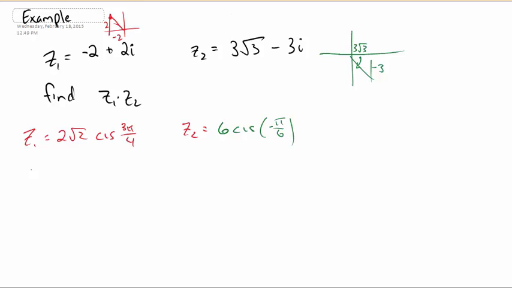And now z1 times z2, here's where it gets slick. All we do is multiply the two moduluses. So 12 square root 2, cis, and then we add the two arguments together. 3 pi over 4 plus negative pi over 6. We need a common denominator, and we get 7 pi over 12 as our final answer.